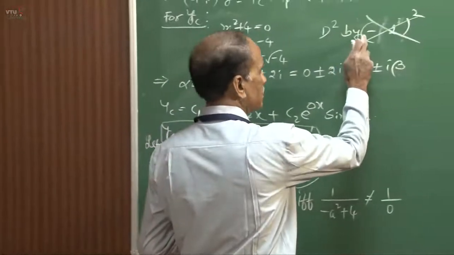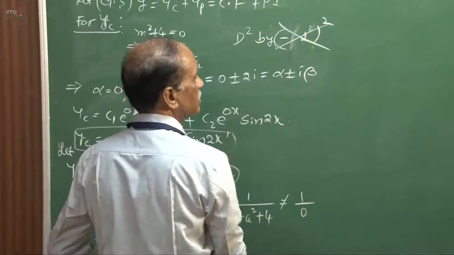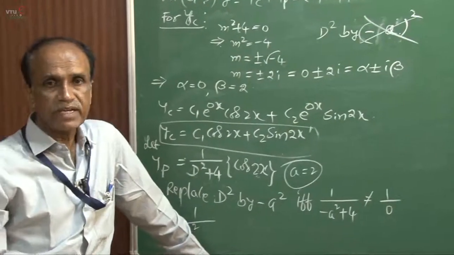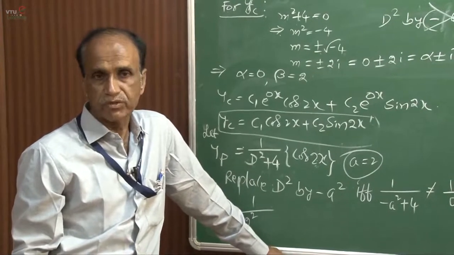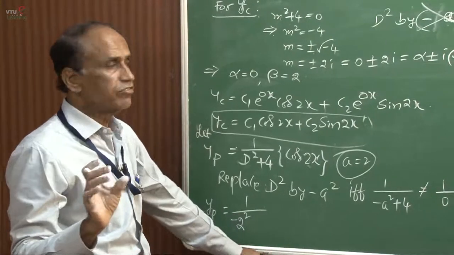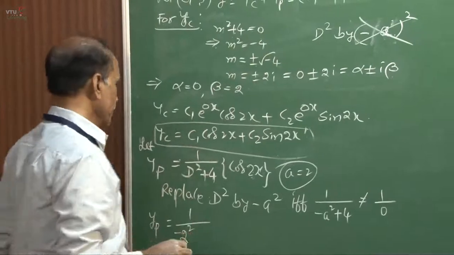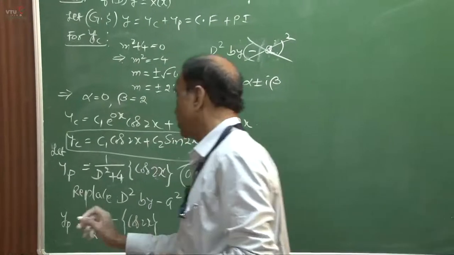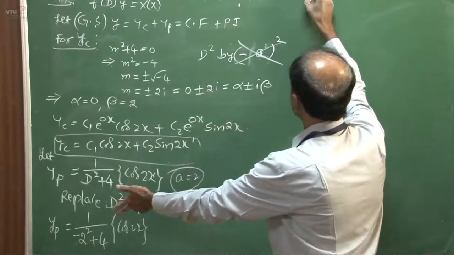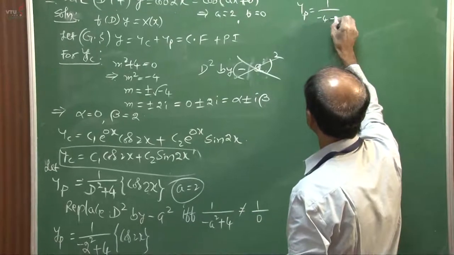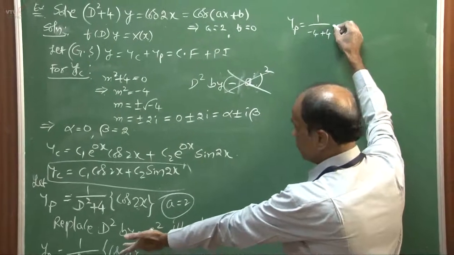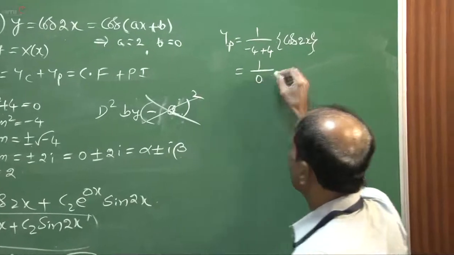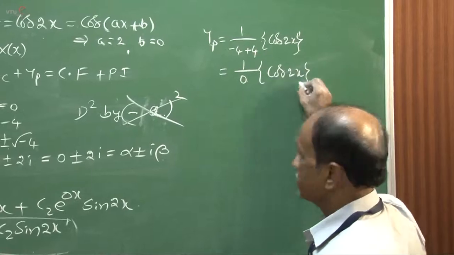You must clearly write the minus outside, that is, minus a square. In this case a is equal to 2, and I have written minus of a square. So the minus is multiplied with the second power of the constant a, whatever you take. That is the total replacement for the term D square. So minus 2 square plus 4 operating on cos 2x. Now how does it look? yp equals 1 divided by minus 4 plus 4 operating on cos of 2x. Then this is equal to 1 by 0 operating on cos of 2x.